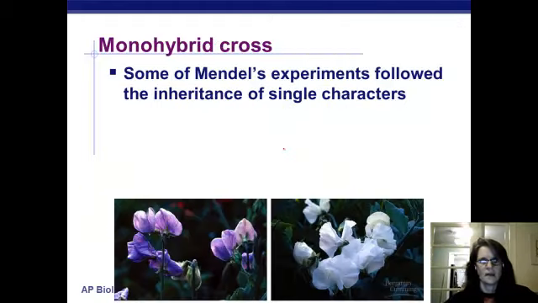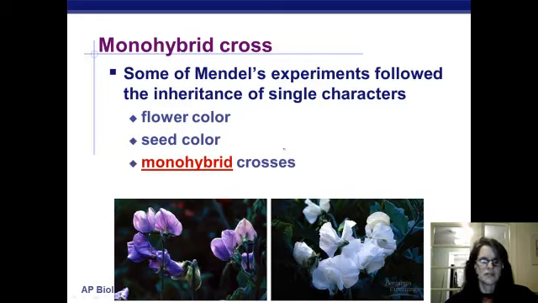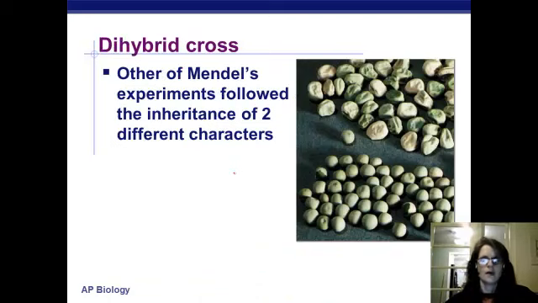Pretty cool. Okay? So, many of Mendel's experiments focused on just one trait. Flower color, pink versus white, one trait. Seed color, one trait, nothing else. Everything else about those plants would be the same except for the color of seeds they made. These are referred to as mono, one, hybrid, difference, crosses. Monohybrid, one trait.